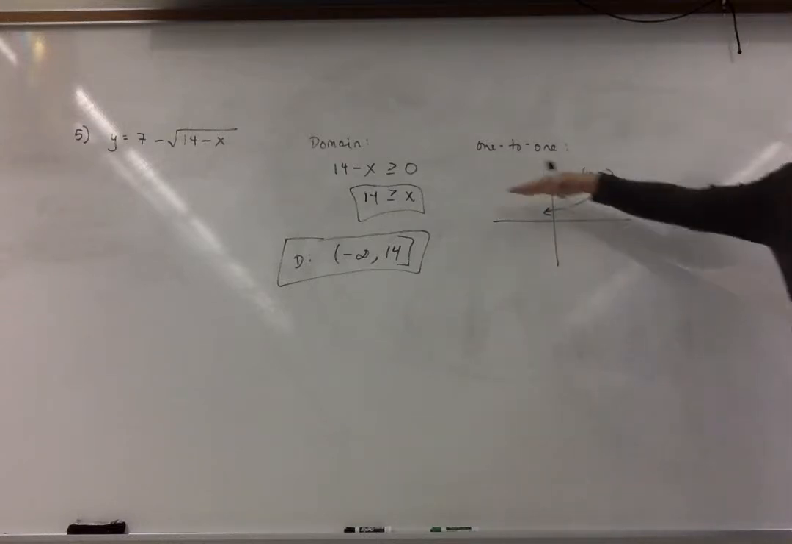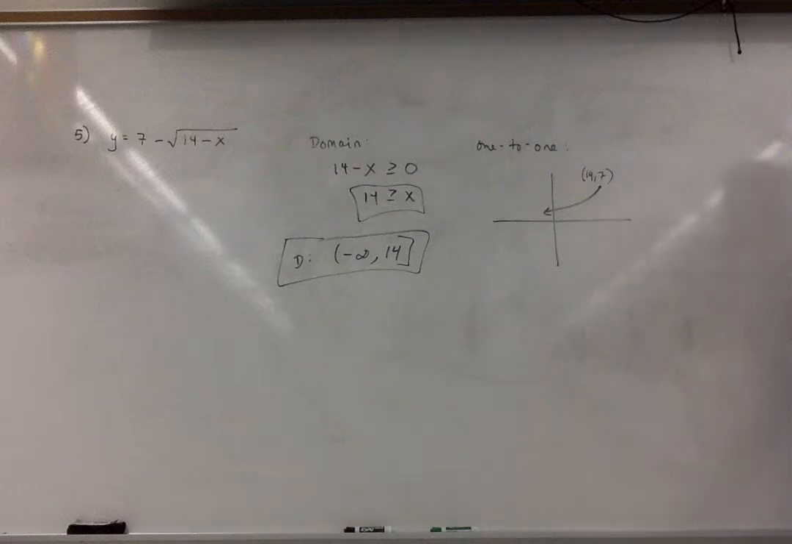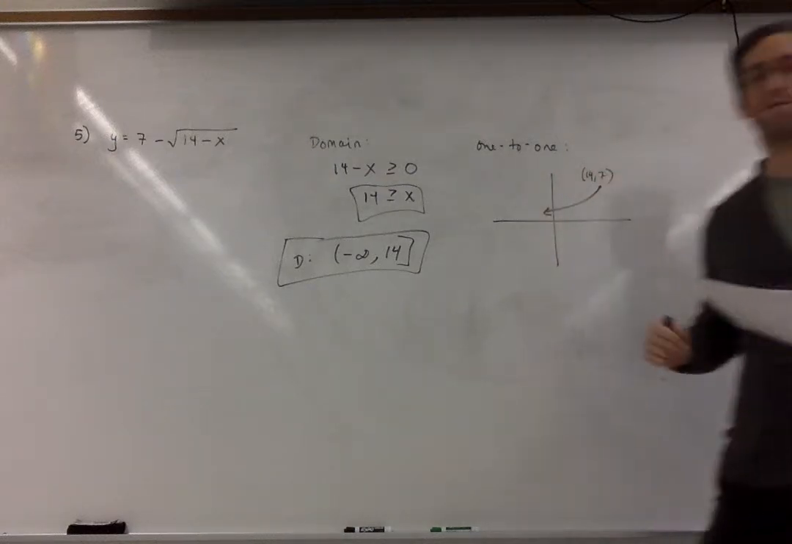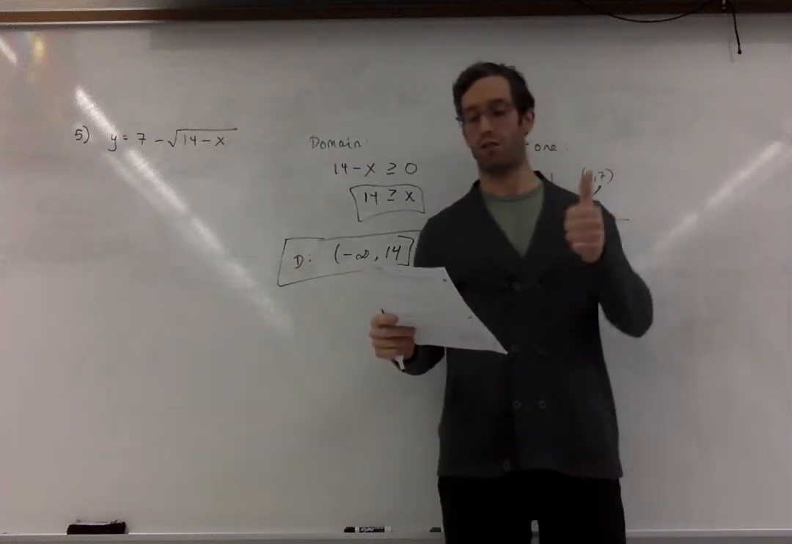Yes, this is one-to-one. A horizontal line would only hit one time. So you don't need to do this by hand. You can do it on the calculator, but a one-to-one function passes the horizontal line test. So yes, it is one-to-one.